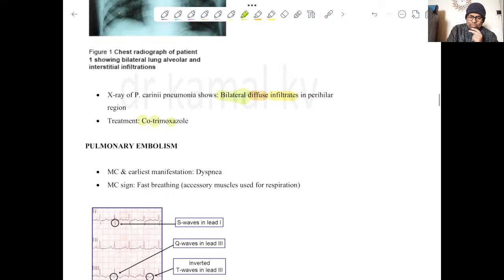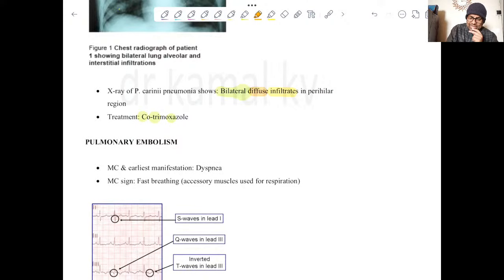Then moving forward to pulmonary embolism, which is secondary to DVT. Clear? So from here the embolus will go on and it will enter into the right side of the heart, and from here it will go into the pulmonary trunk, and as per the size it can go and involve any branch, right?